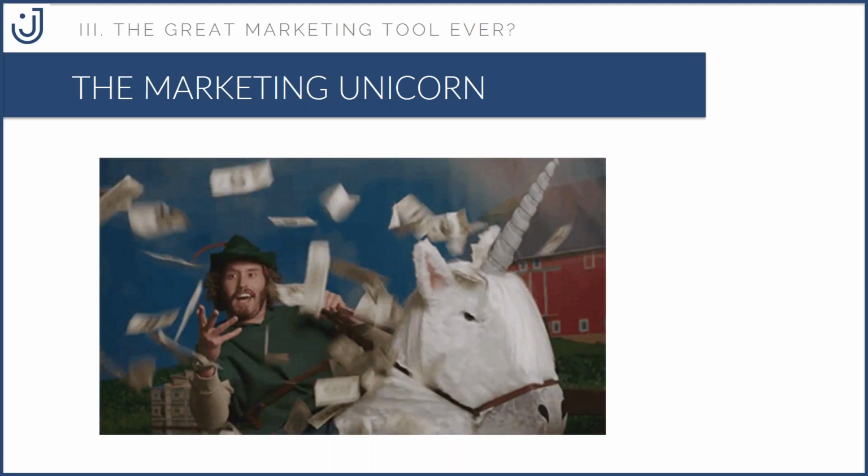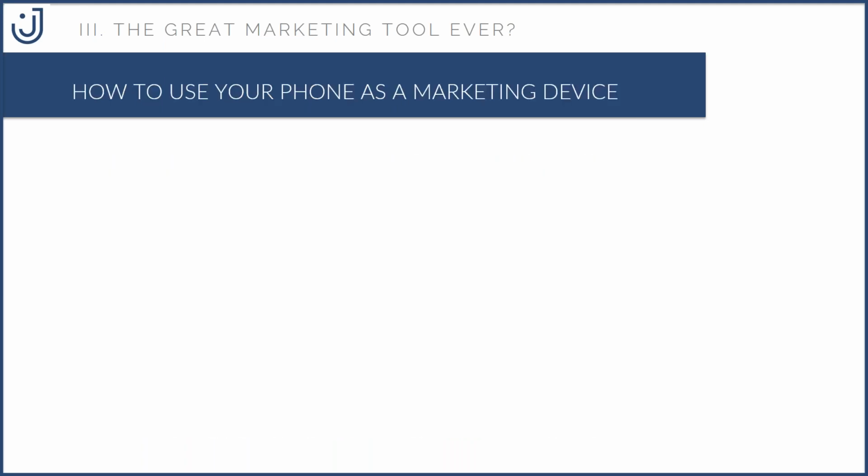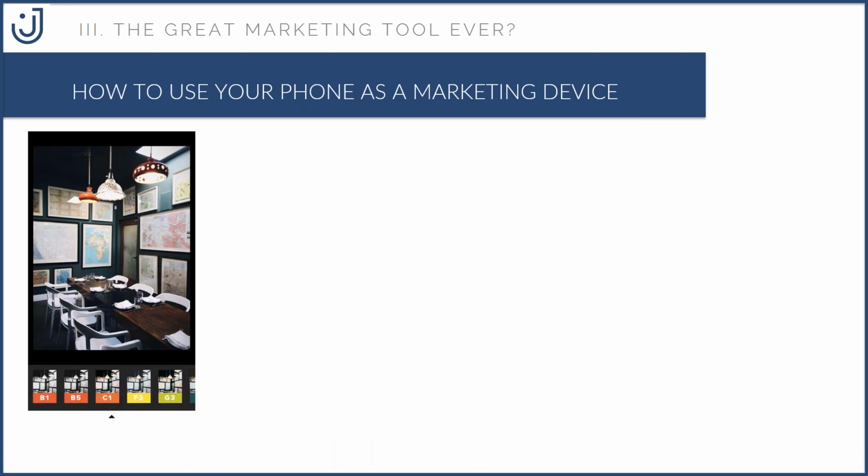Okay, next, how to use your phone as a marketing device. Quite simple. We're going to use it as a camera, but not only a camera, but an editing tool as well. This is one of my favorite photo editing tools called VSCO, V-S-C-O. You can find it in your app store. It's a fantastic editing tool. It will give you all the options of editing like a pro.